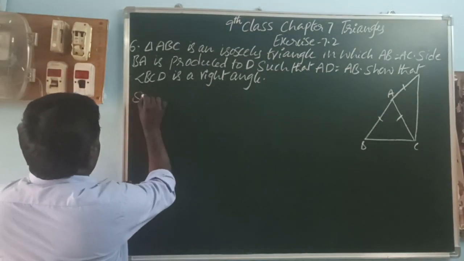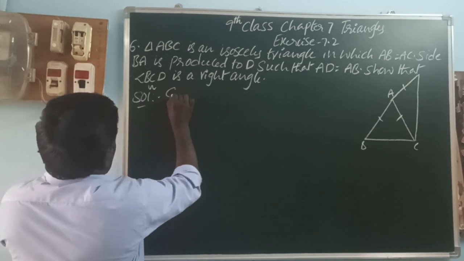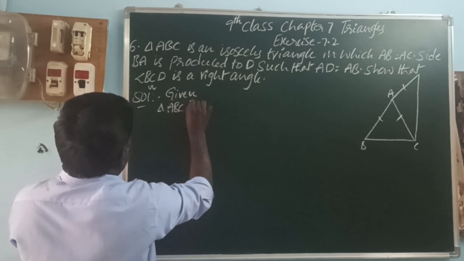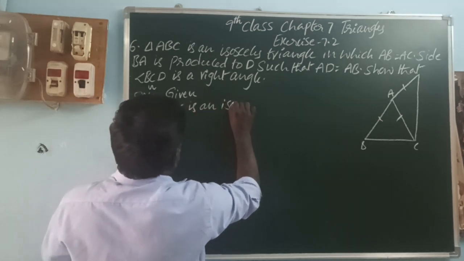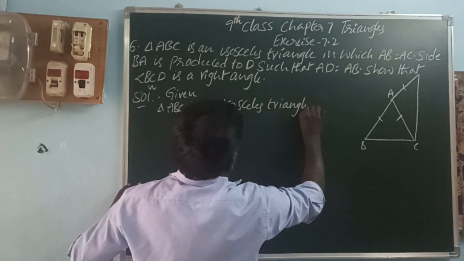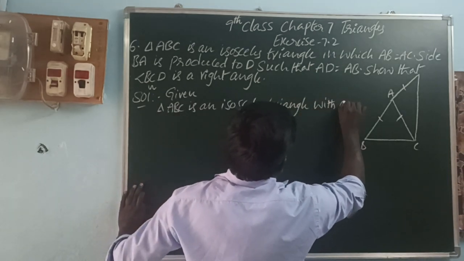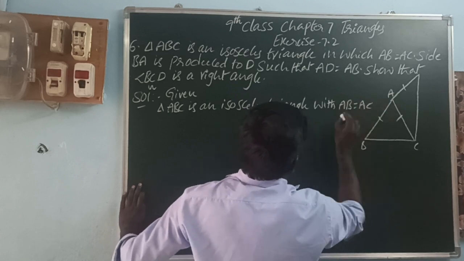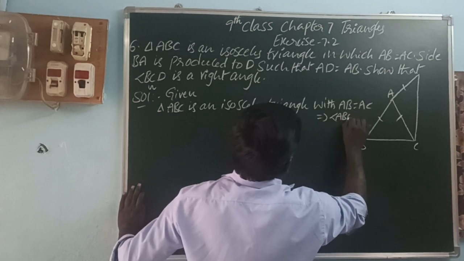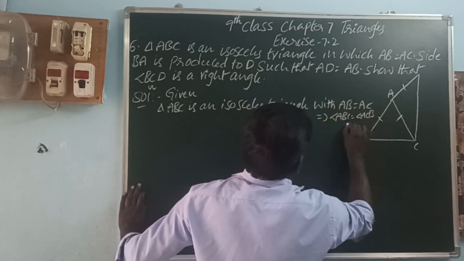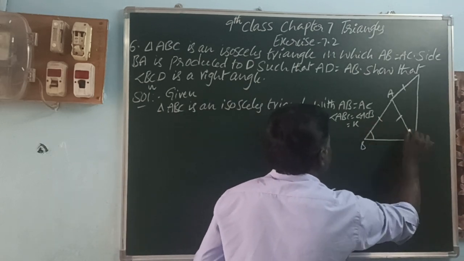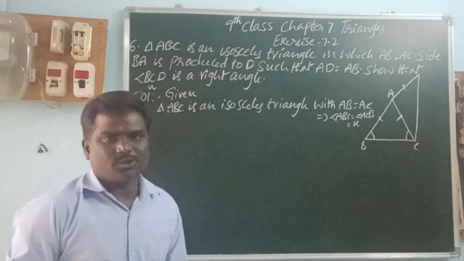So here, given triangle ABC is an isosceles triangle with AB is equal to AC. When AB is equal to AC, then angle ABC is equal to angle ACB is equal to X. So here these two sides are equal, then its opposite angles are equal.